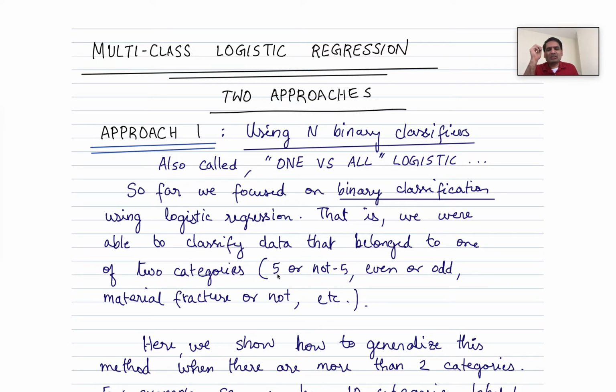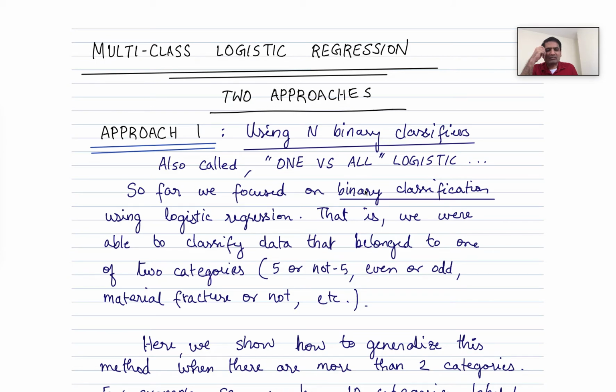For instance, we looked at 5 versus not 5. In your homework, you did even versus odd. We looked at simplified cases of material failure versus not material failure. In any case, we were able to use logistic regression to divide the space of possible data into two classes, using linear or planar separating boundaries, or sometimes quadratic or cubic or other more complex separating boundaries. So we use logistic regression for that.